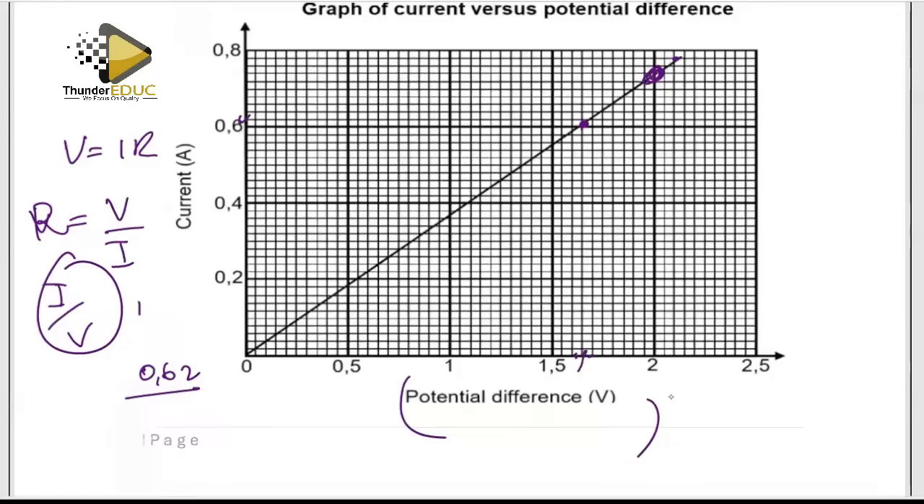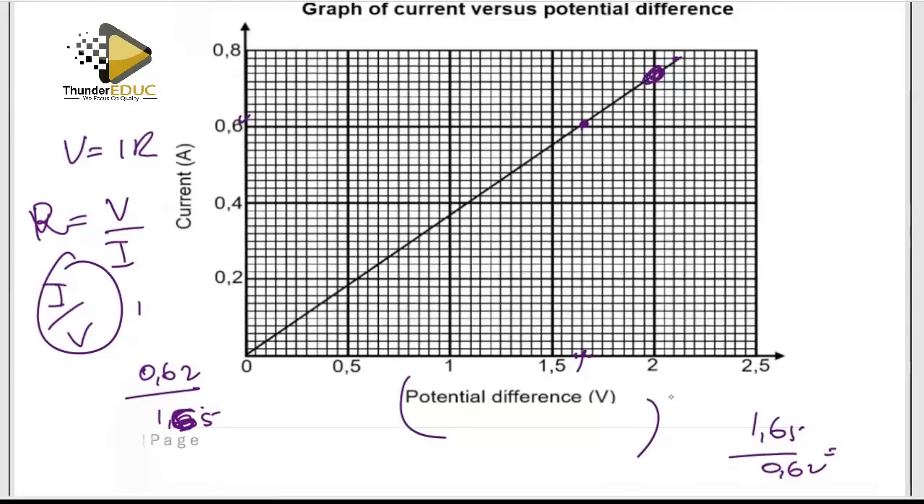So it's 1,65. No, 1,65. And then when you reverse it around, that's 1,65 divided by 0,62. What do we end up with?